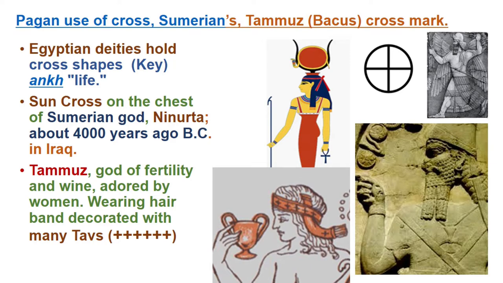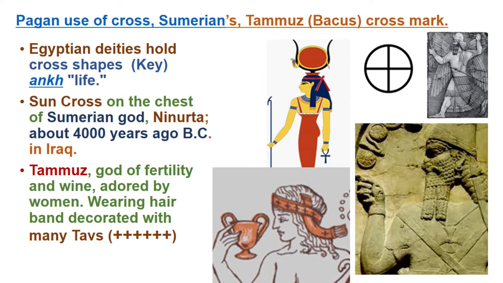Okay, we believe that the godly Hebrew people used this cross, but even pagans used this cross. Okay, Sumerians, the very early era Sumerian, this Sumerian dynasty was built up and then ruined before the Babylonian Empire. Sumerian, most antique, the ancient ancestor. Okay, Tammuz, or Greek Bacchus, cross mark. Okay, let's read one by one.